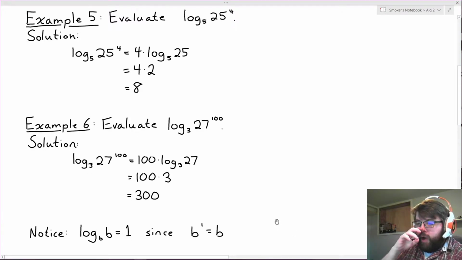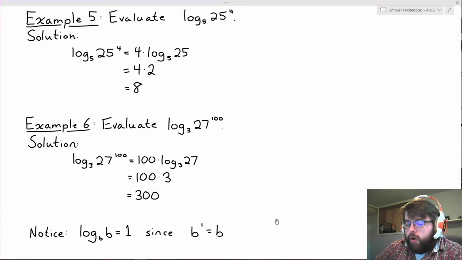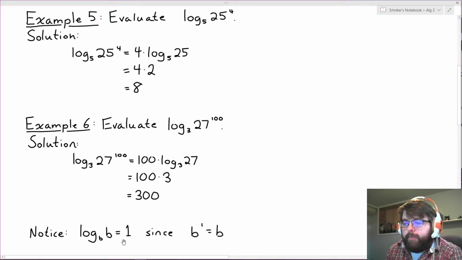An important property, and we kind of touched on this already, but just remember that if you ever have log base b of itself, that's always going to be 1. Because log base, let's say 5 of 5, well, 5 to what power is 5? The answer is 1. 5 to the first power is 1.